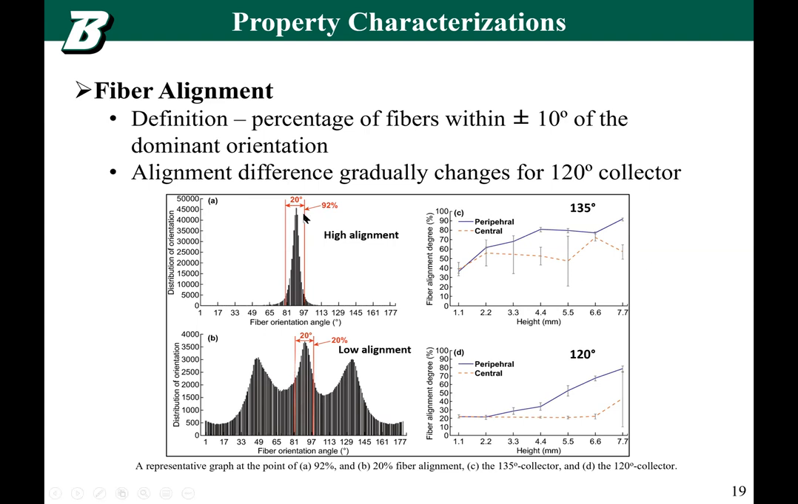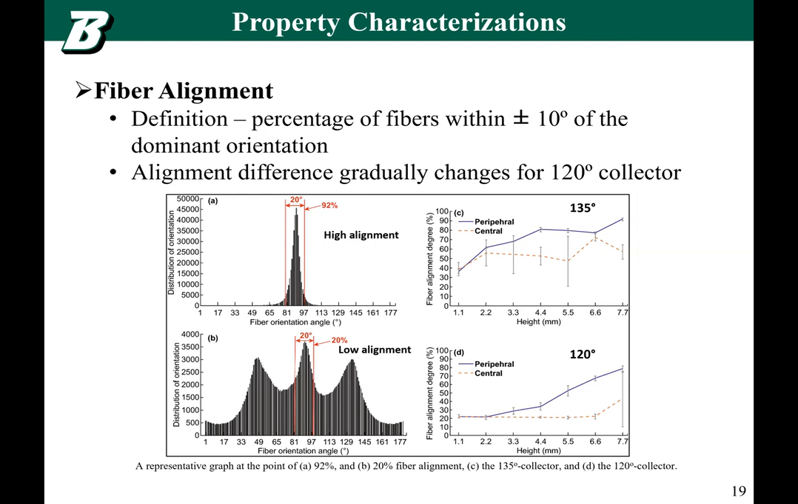For example, for point A, which we have here, for the 135 degree collector, peripheral area, at 7.7 millimeter height, we took an SEM image and we found out that 92% of the fibers are within plus and minus 10 degrees of the dominant orientation. So we say this point or this area is highly aligned. And for point B, we only have 20% of the fibers within plus or minus 10 degrees of the dominant orientation. We say this point or area is lowly aligned.